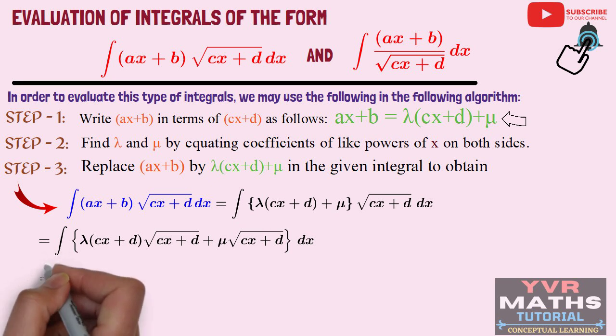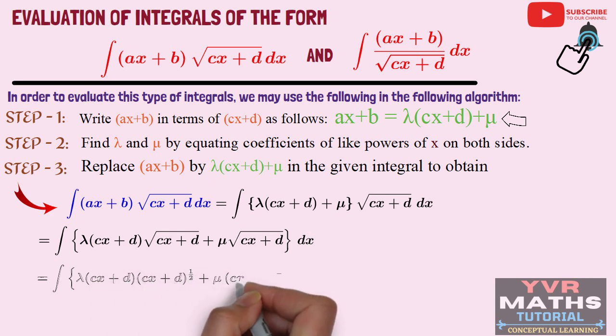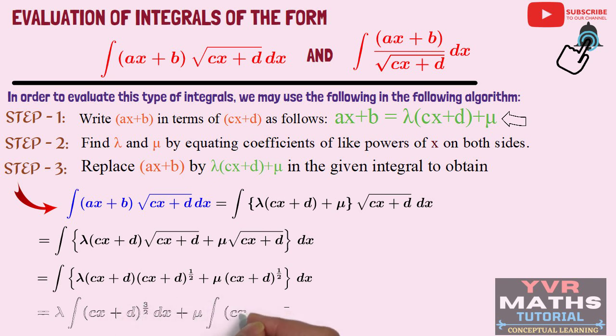So integral lambda into (cx+d) into (cx+d) whole power 1 by 2 plus mu into (cx+d) whole power 1 by 2 dx. So (cx+d) into (cx+d) whole power 1 by 2 is nothing but (cx+d) whole power 3 by 2, because if bases are equal, powers should be added. At the same time, I am going to apply individual integrals by using the basic properties of indefinite integrals. Then, in the next step, what will we get? See here, lambda into integral (cx+d) whole power 3 by 2 dx plus mu into integral (cx+d) whole power 1 by 2 dx.